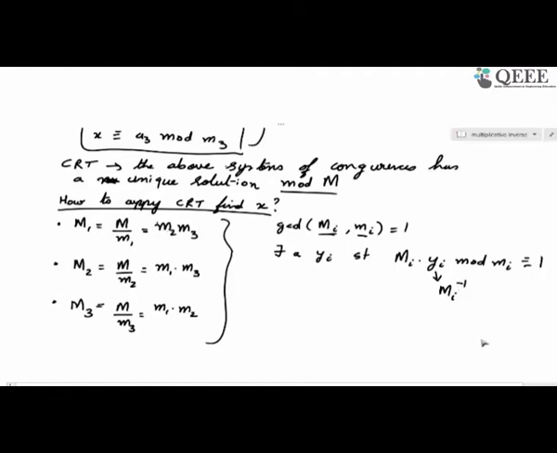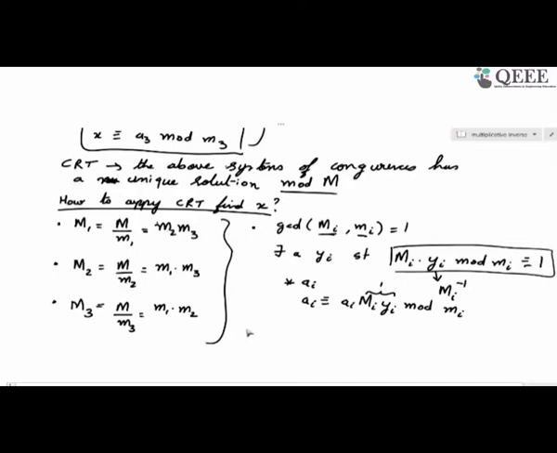Now if you take this equation and multiply it by ai, we get ai is congruent to ai Mi yi mod mi. And note that Mi and yi multiplied together give 1, and therefore we can write it like this. So this is one thing.